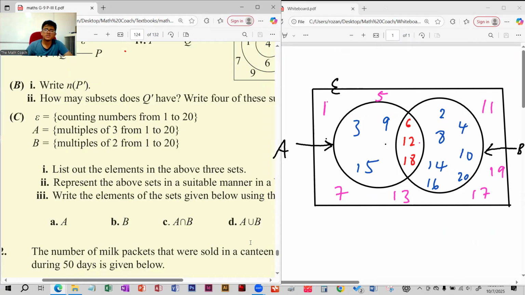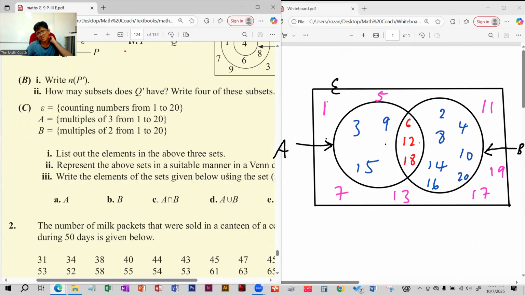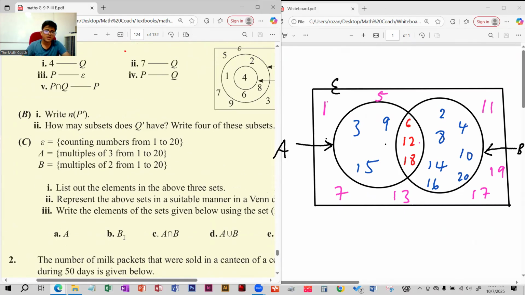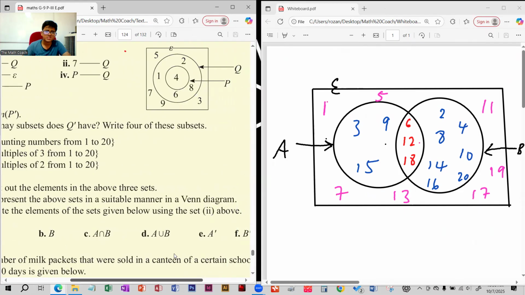Now, write the elements of the sets given below using the Venn diagram above. That means they are simply telling us to use this Venn diagram and find these. Well, the first one is going to be A, that's simple. A and B we just wrote there. Let's start from C. A intersection B. What is A intersection B going to be? A intersection B is equal to {6, 12, and 18}.